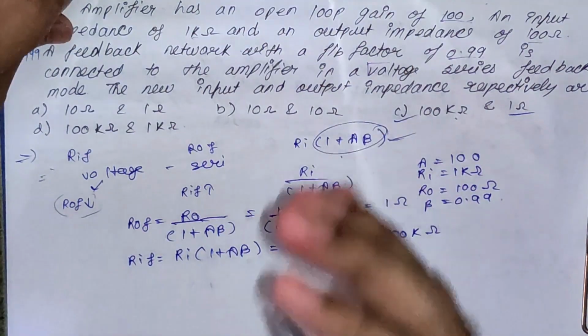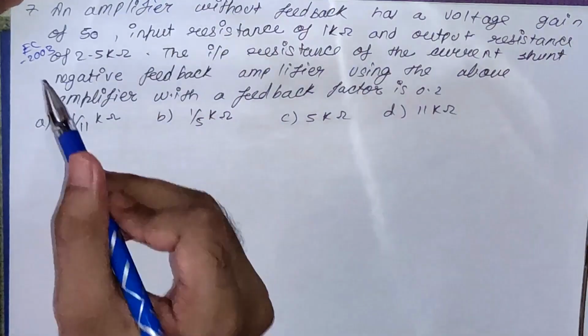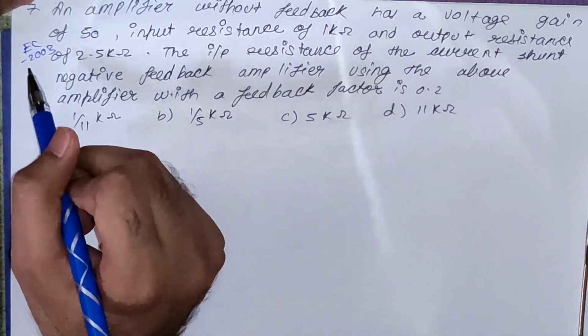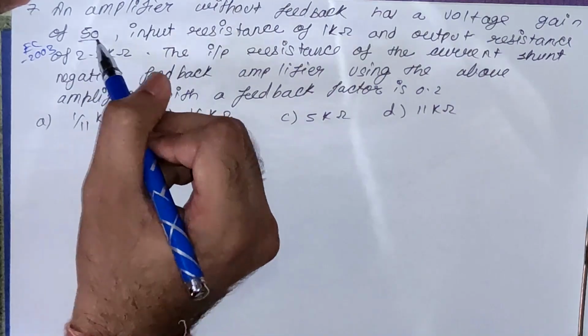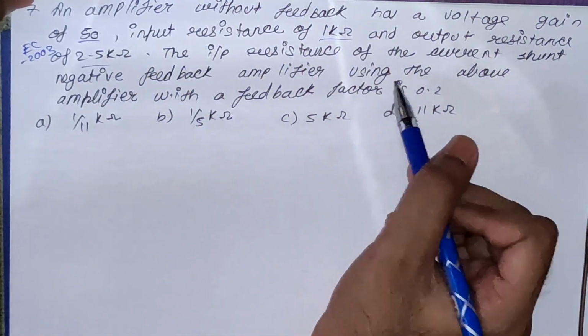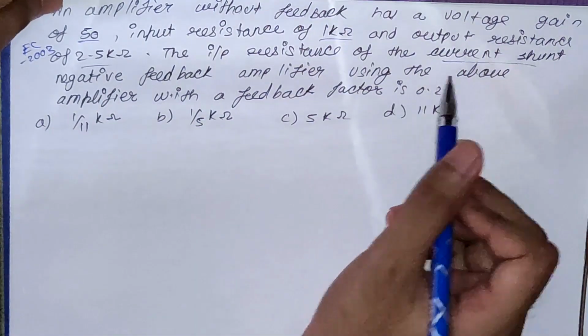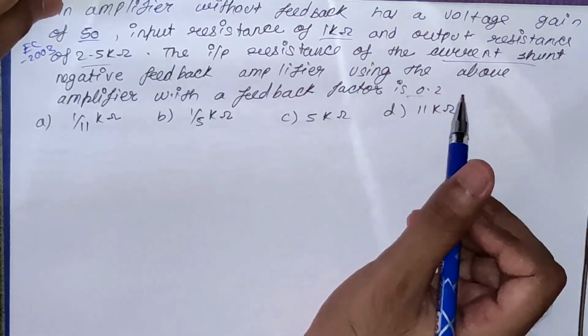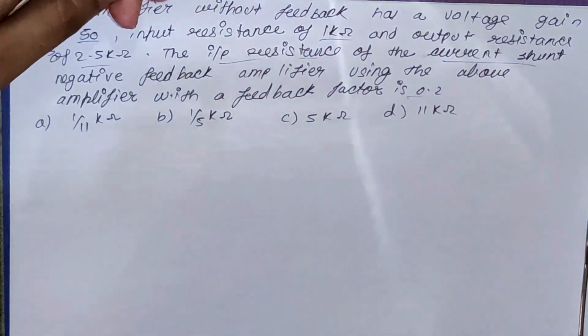Now we are going to see the common mistakes we make in the next sum. Let's see this question, from EC 2003. An amplifier without feedback has a voltage gain of 50, input resistance 1 kilo ohm, output resistance 2.5 kilo ohm. The input resistance of the current shunt amplifier using the above amplifier with a feedback factor of 0.2 is to be found. So basically you have to find the input resistance of this current shunt feedback amplifier.